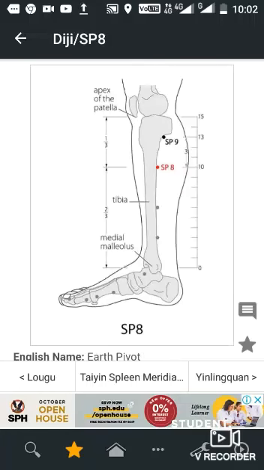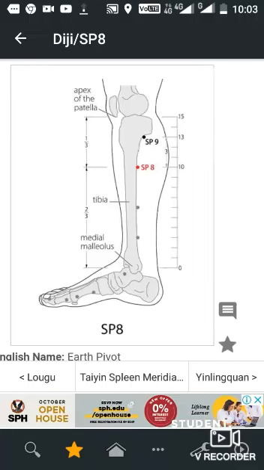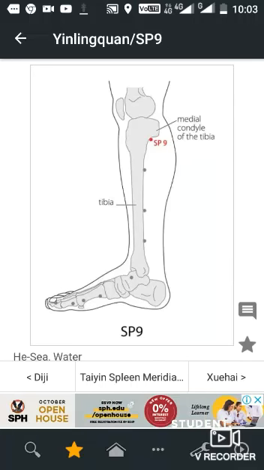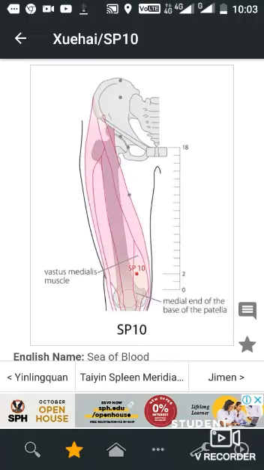Next, spleen 8. Location: 3 cun below the medial condyle of the tibia. Next, spleen 9. In the depression on the lower border of the medial condyle of the tibia. Next, spleen 10.